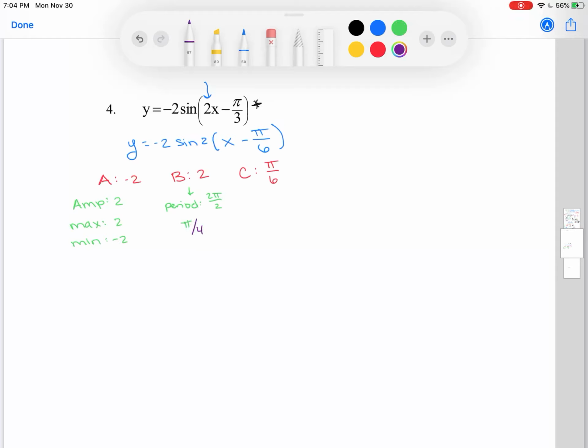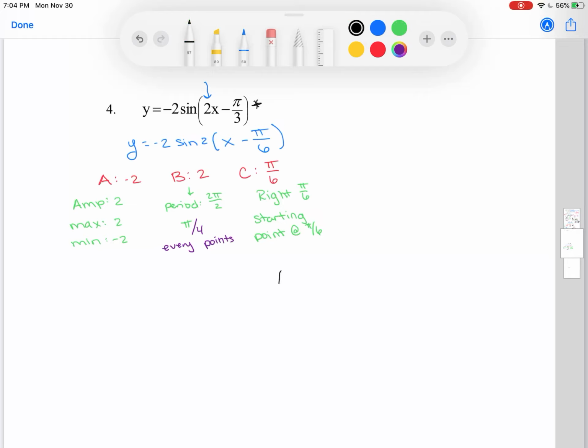But I know that it needs to occur every pi fourths. I need a point. And last but not least, for pi over 6 for c, that tells me I need to go to the right pi over 6. Therefore, my starting point is going to be on the right side at pi over 6.